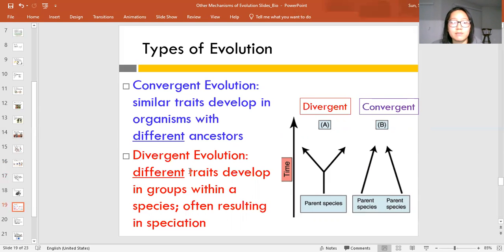You also have divergent evolution, where you have different traits develop in a group within a species, often resulting in speciation. And this is where I showed the beetles that are becoming brown and green, and also the squirrels that became different colors and had different sizes of their tails because they were becoming different based on their environments. So divergent is splitting, convergent means to come together.